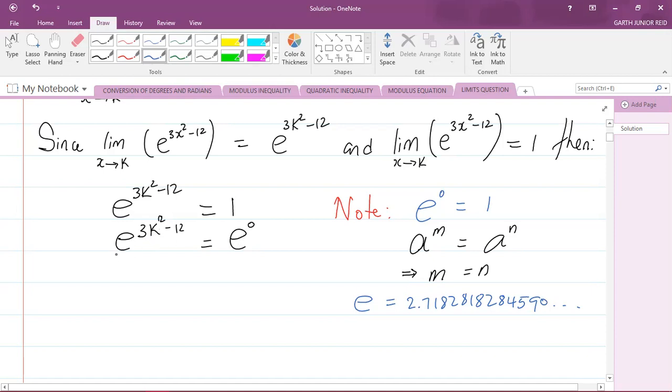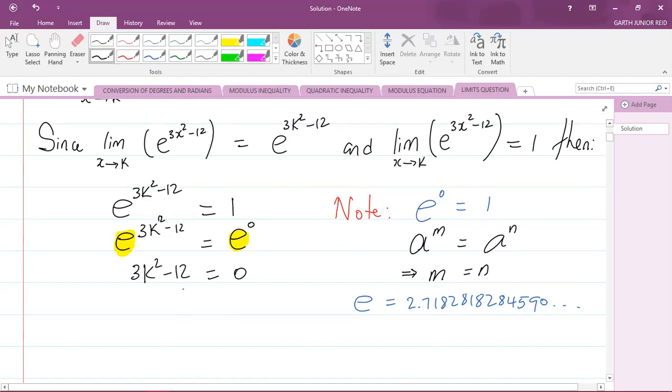and I can clearly see that I have the same bases here, e's here and e's here, so I can just equate the powers. So the powers: 3k squared minus 12 is going to be equal to 0. So I equate the powers.